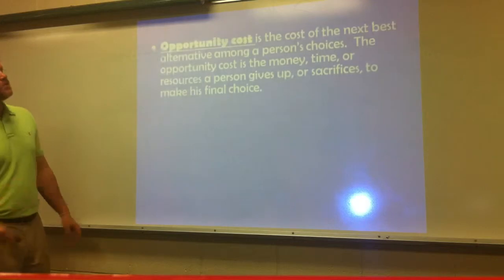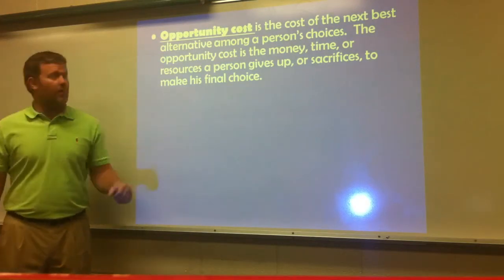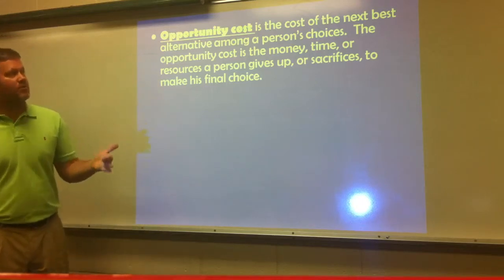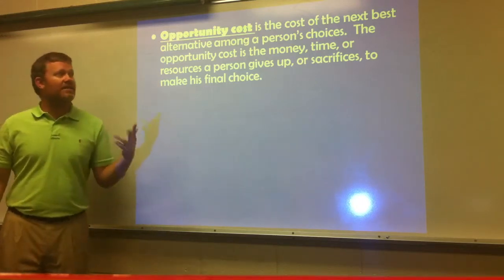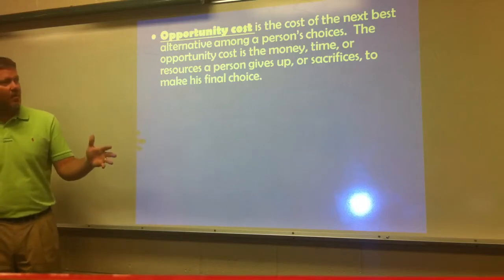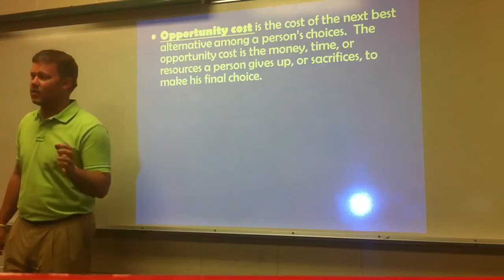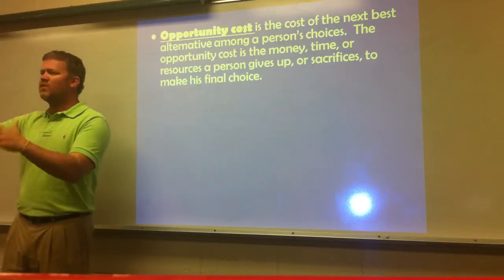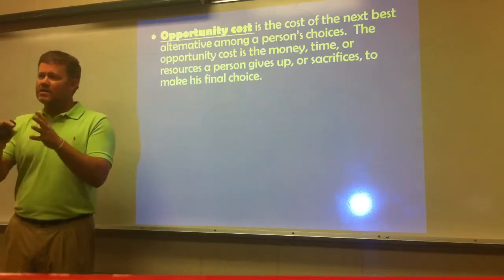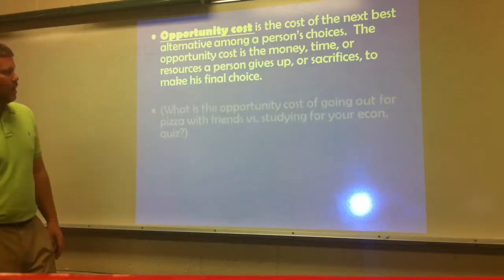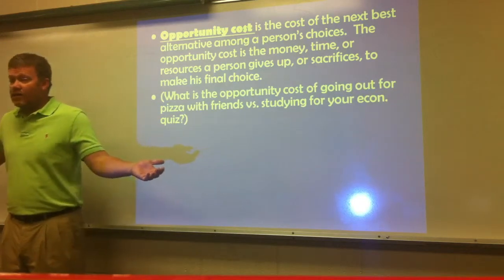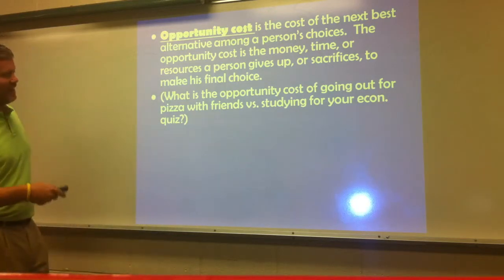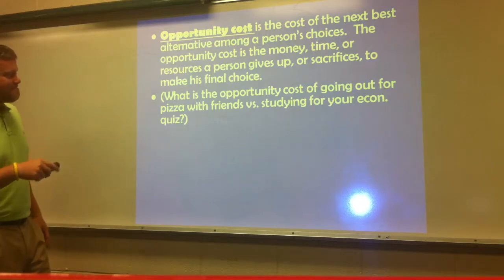Alright? Let's look at the definition of opportunity cost from your book. An opportunity cost is the cost of the next best alternative among a person's choices. The opportunity cost is the money, time, or resources a person gives up or sacrifices to make his final choice. So it's what you're giving up. Once you finally make that decision, it's the things that you have given up and pushed to the side to make that final choice. Okay? What's the opportunity cost of you going out and eating pizza with your friends versus studying for an economics quiz? You'll see in just a second. I think some of you may have a good idea already.